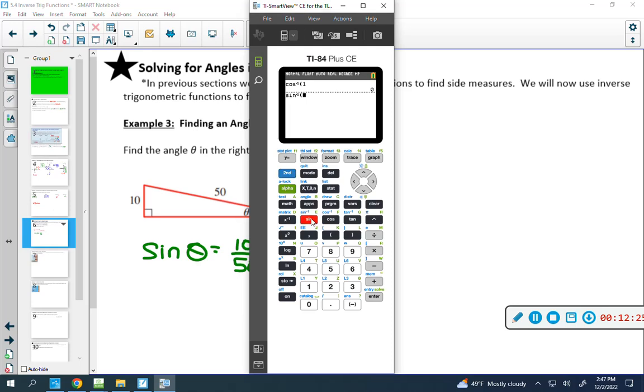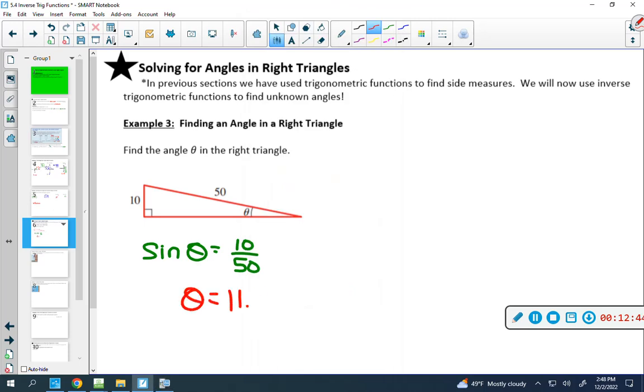Second, sine inverse. I can't bring myself to type in 10 over 50. I'm just going to use, what's 10 over 50 reduced to? Yeah, I can't type 10 over 50. That bothers me. Okay, so let's round it. Let's say, I don't know, 11.5, give or take.